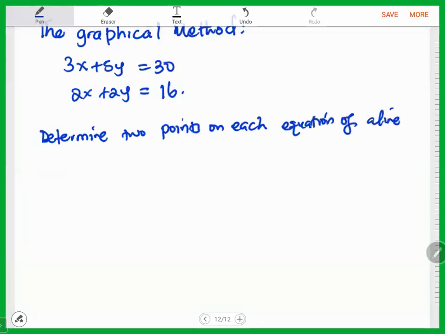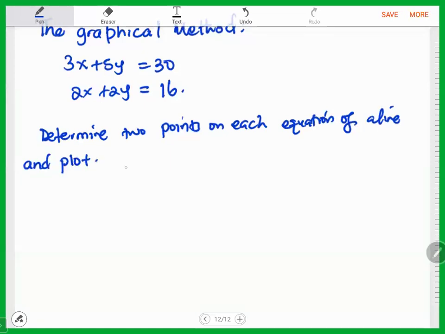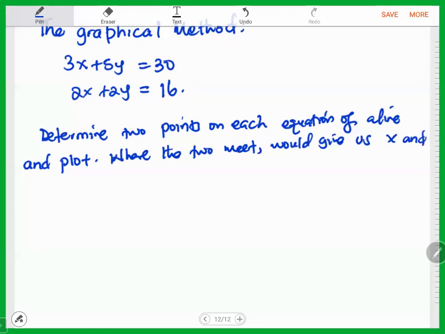A line and plot where they meet would give us x and y.